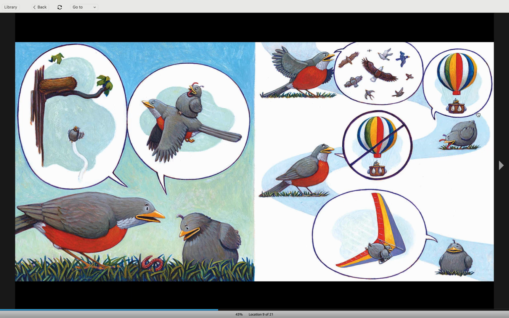But her son would rather take a hot air balloon up into the sky to get from place to place, and his mother is not really having it. She doesn't like this idea. She's opposed to it, and well, her son begins to suggest different ways of getting around by air.